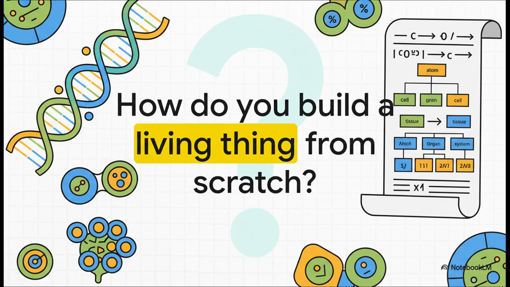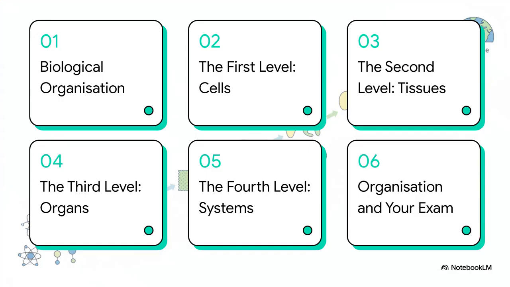But here's the cool part. Biology has this incredibly elegant step-by-step blueprint. And that blueprint is exactly what we're going to break down today. So here's our plan. We'll start with the big picture, what biological organization actually is. Then we're going to build our organism from the ground up, level by level. We'll go from cells to tissues to organs and then organ systems. And to wrap it all up, we'll look at exactly why this is so important for your exam.